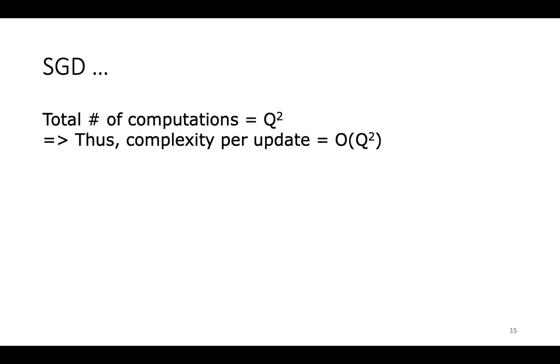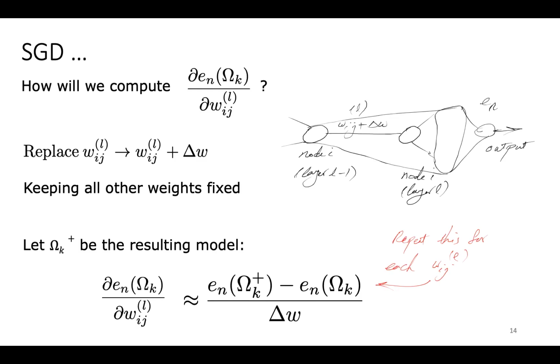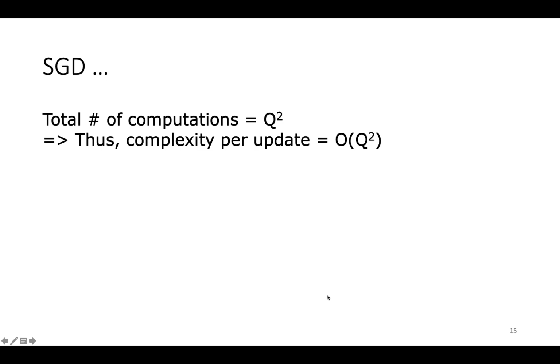In stochastic gradient descent, because we have to apply this for all of those weights, roughly speaking, the total number of computations would be around q squared, which was the number of edges, squared. Thus we can say the complexity per update is going to be on the order of q squared, which is a very, very high order. And that's only for one round of forward and backward pass.